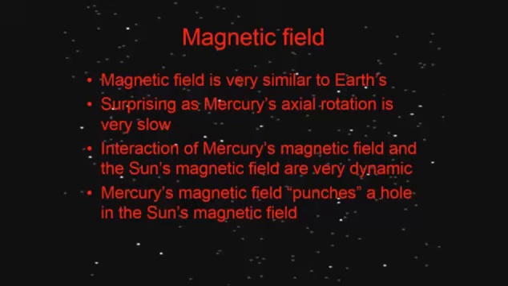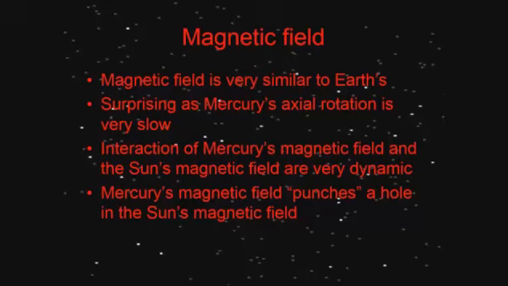It's also surprising because, as I said, magnetic fields are generally generated by rapidly spinning metals. Mercury's axial rotation, its day length, is actually extremely slow. So the actual generating mechanism of the magnetic field is relatively unknown. It may actually be just locked into this enormous magnetic iron core.